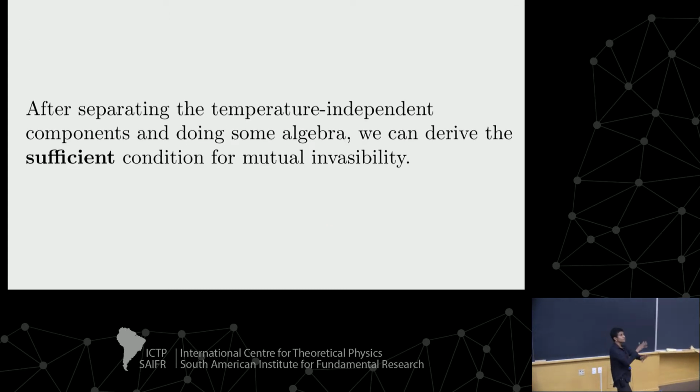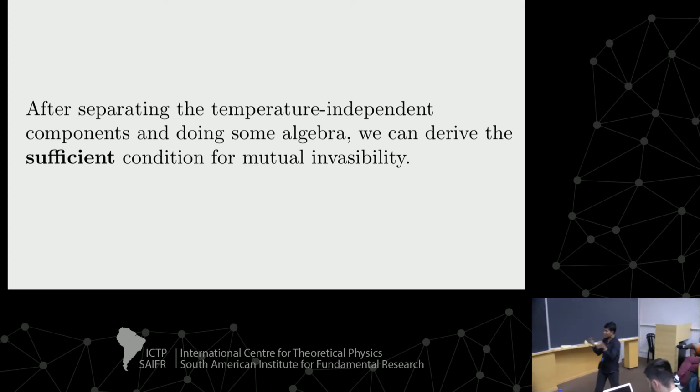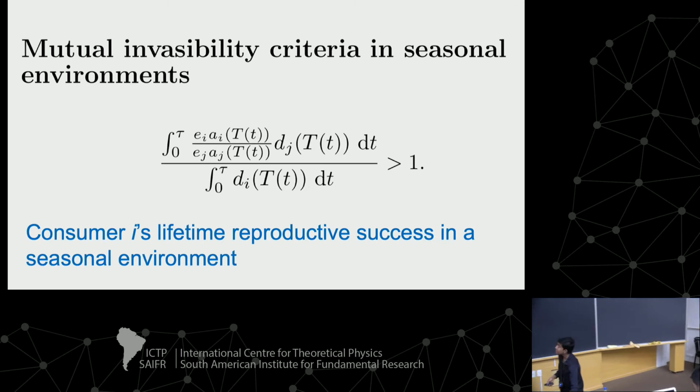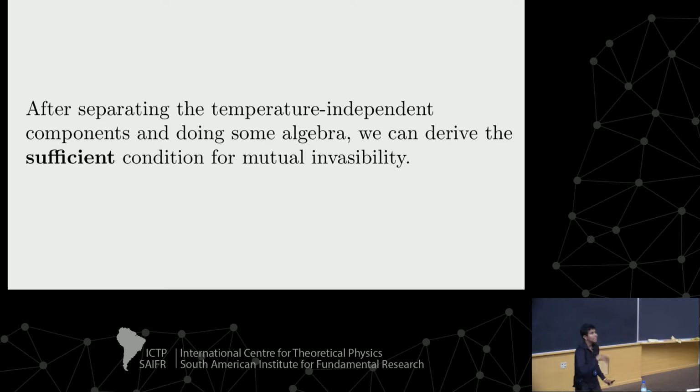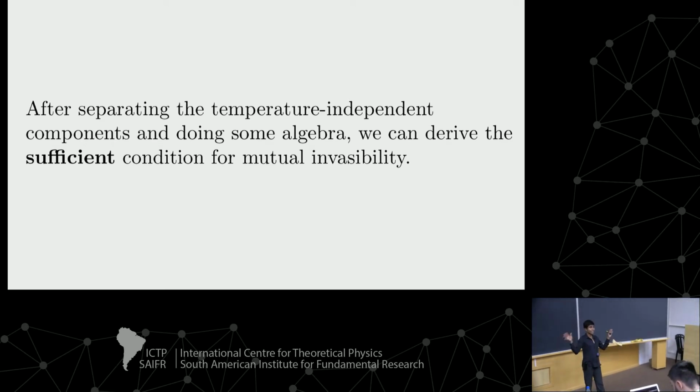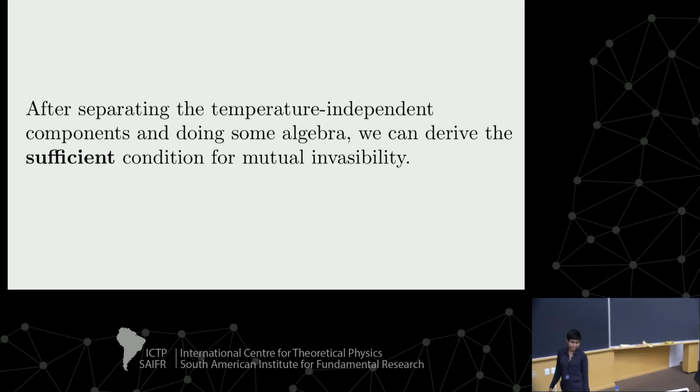Now we are going to go through some algebra that I'm not going to bore you with. We go back here and separate the time. Those responses have temperature independent components and temperature dependent components. We take the independent things out, separate the temperature independent terms from the dependent terms, and we can rewrite this. We can derive a sufficient condition for coexistence, which is what it takes to coexist in a seasonal environment.